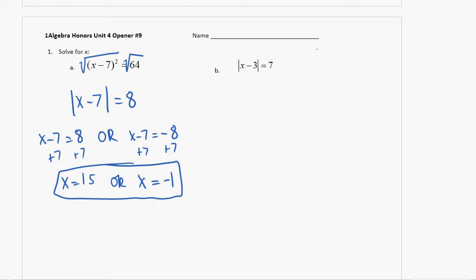So what we have to do first is remove these absolute values. As we talked about in opener number 8, the way we can remove these is to write this as two separate equations. x - 3 = 7 is one possibility, but then there's the other possibility that x - 3 is equal to negative 7. We just solve these two equations separately, so I'll add 3 to both sides and get x = 10. And here again, I'll add 3 to both sides and get x = -4.